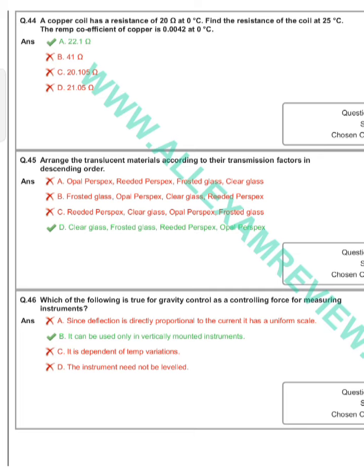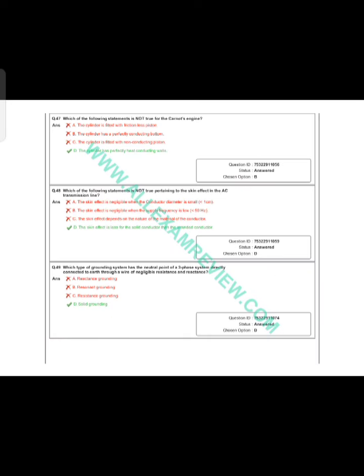Question number 45. Arrange the translucent materials according to the transmission factor in descending order. Clear glass, frosted glass, graded perspex and opal perspex, in descending order of the transmission factor. Question number 46. Which of the following is true for gravity control as the controlling force for a measuring instrument? It can be used for a vertically mounted instrument, okay, for the gravity control.